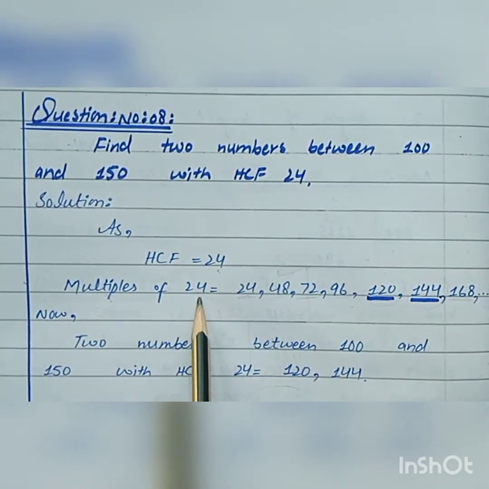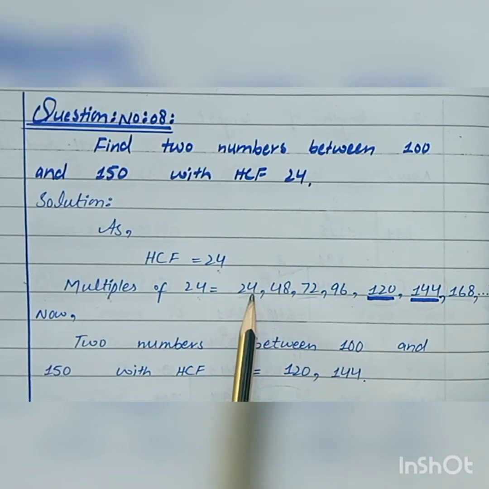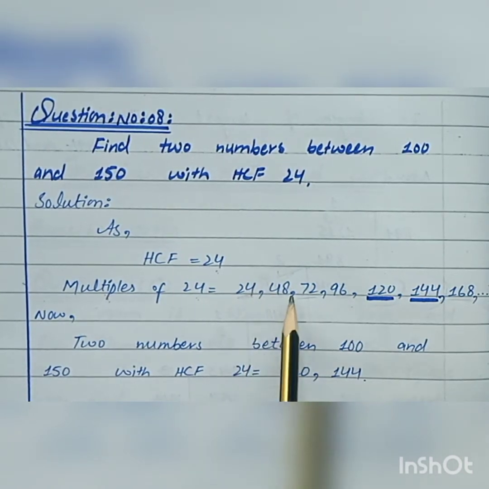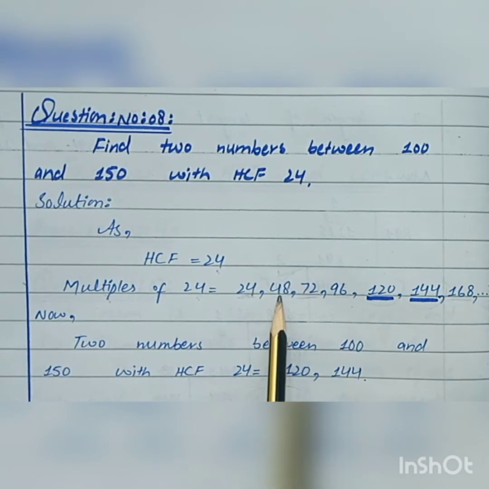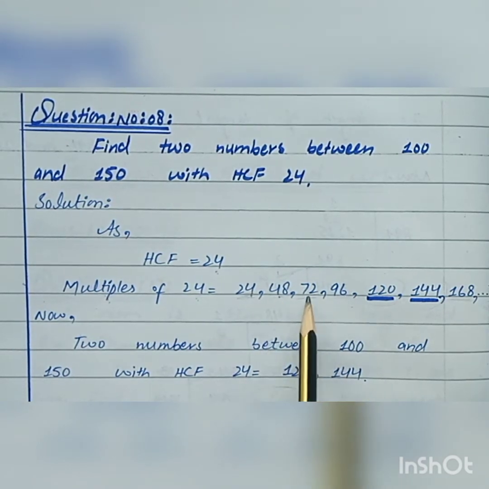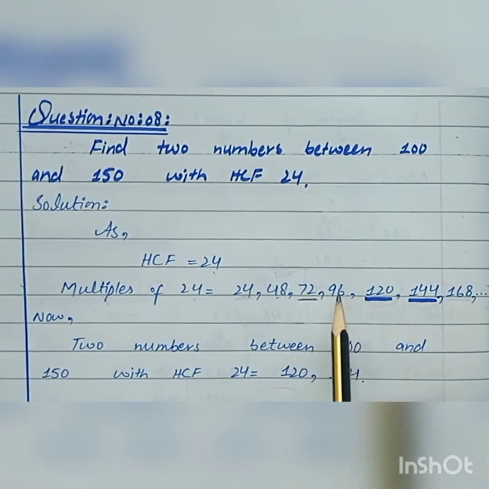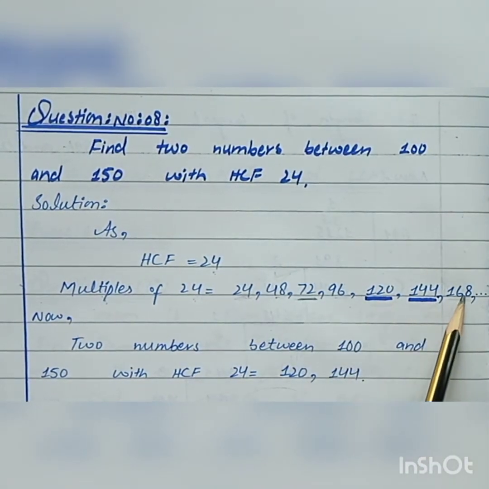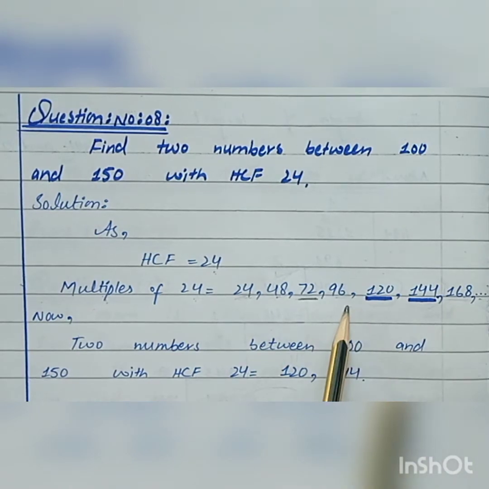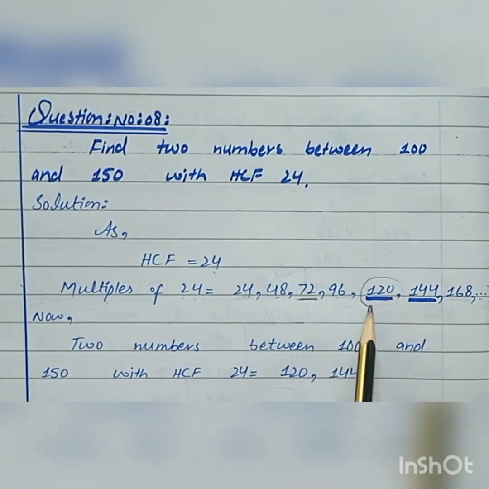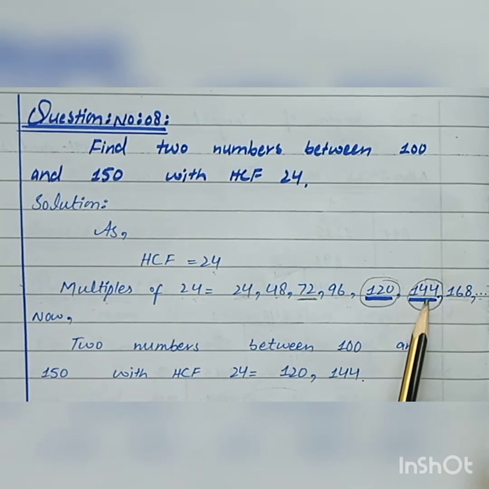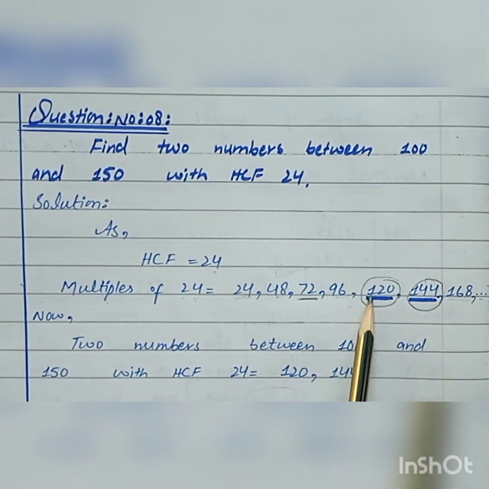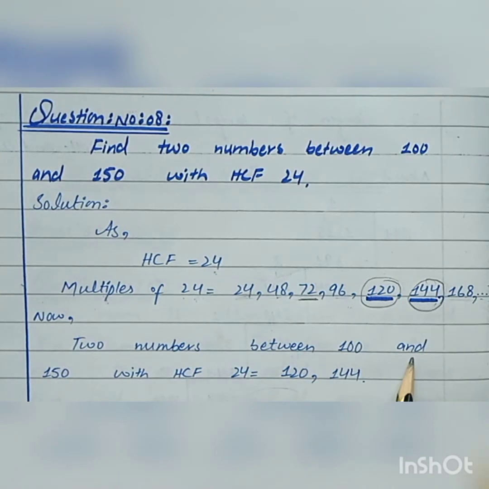Next, find the multiples of 24. The first multiple of 24 is 24. When you add 24 and 24, you will get the second multiple of 24. When you add 24 and 48, you will get the third multiple of 24. 96, 120, 144, 168 and so on. These are the multiples of 24. Students, you can easily see that 120 and 144 are the numbers that are lying between 100 and 150, not less than 100 and not above 150. So these are the two numbers that are lying between 100 and 150 with the HCF 24.